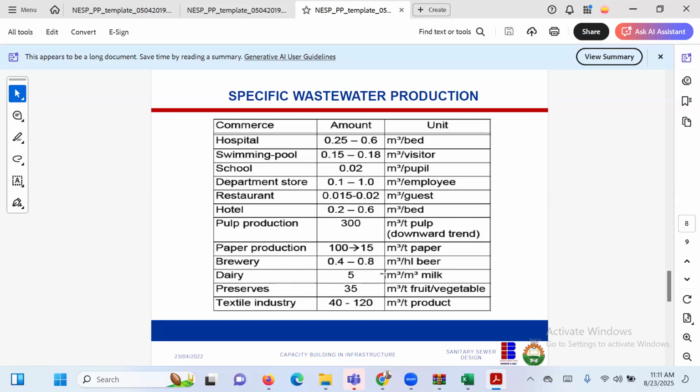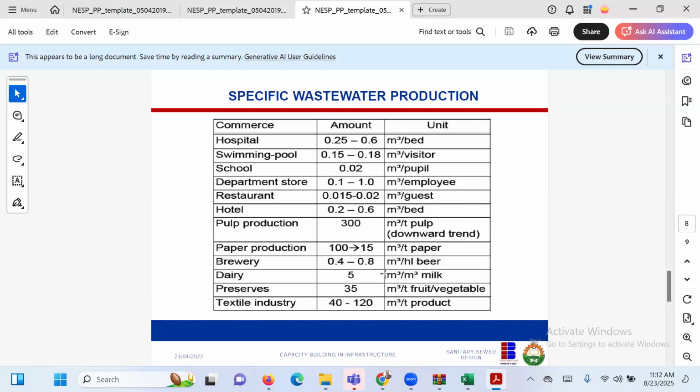This is just an example of a table we shared last week. For hospital, their wastewater production is about 250 to 600 liters per second. Okay, per bed, sorry, per bed. Swimming pool is between 150 and 180 liters per visitor. You know, when you multiply by 1,000, you get liters. 1,000 liters equals 1 cubic meter. For school, it's about 20 liters per person.